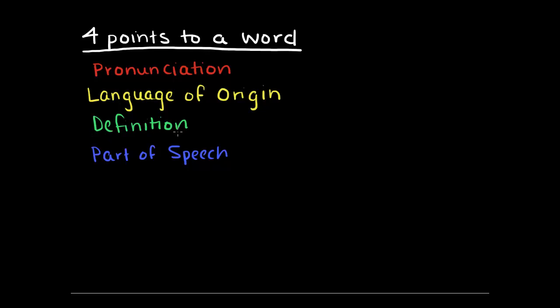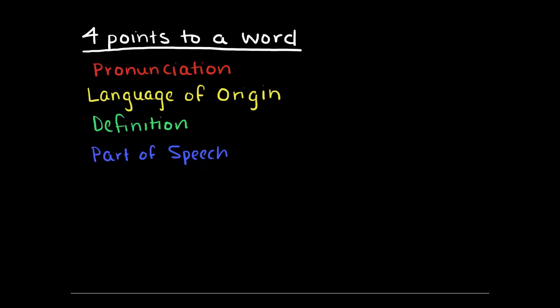Then we also have definition. We're going to focus a lot on roots and how to use those to piece together pieces of words to figure out what the word means. And definition is also helpful with vocabulary. Vocabulary now is a part of the spelling bee, so this is also a big thing.